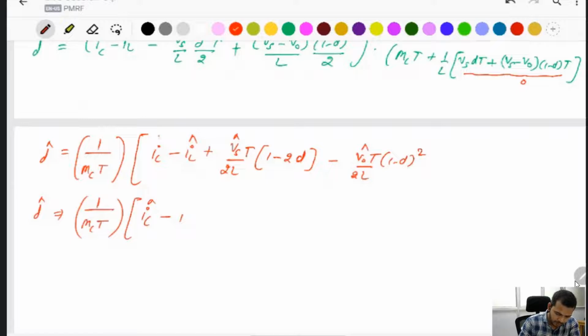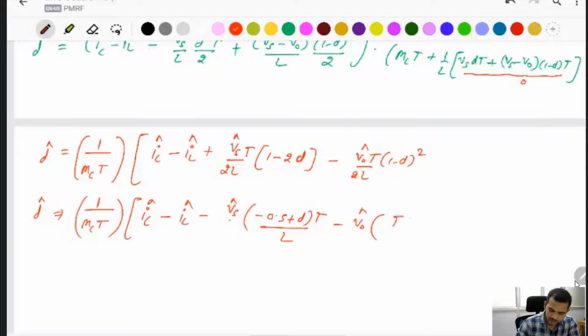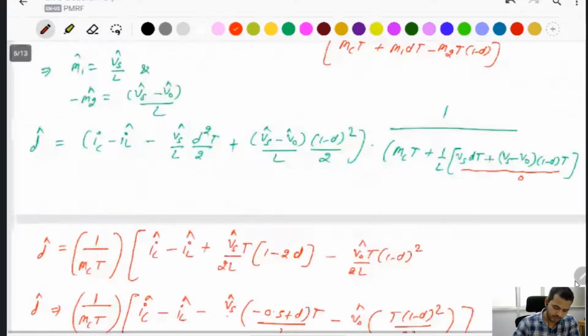IC cap minus IL cap, take minus common, Vs cap divided by Vs cap is equal to minus 0.5 plus D into T divided by L minus V naught cap common T 1 minus D square divided by 2L. This is the expression in the D cap.